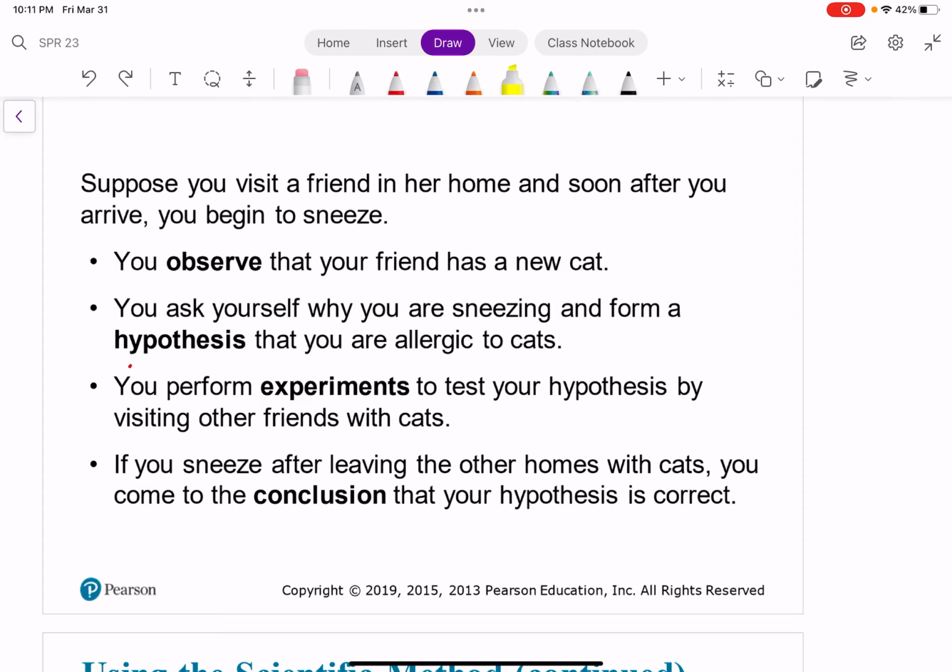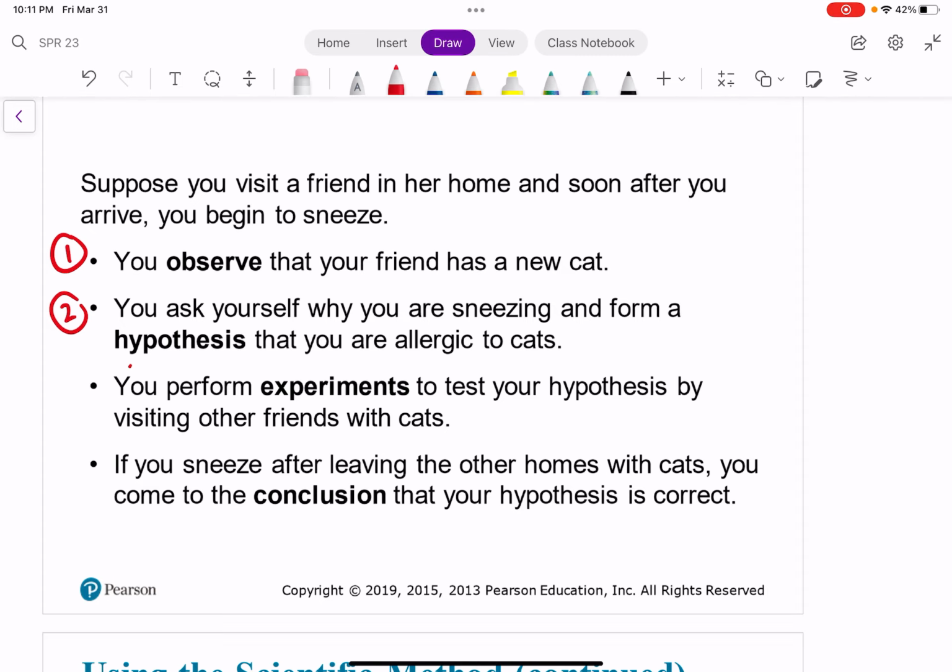The next step is forming a hypothesis from those observations. So you start to ask yourself, wait, why am I sneezing? And then you're like, well, my friend has a new cat, so maybe I'm allergic to cats. And so now you've formed a hypothesis about that observation that says, I think I might be allergic to cats. Or I'm sneezing because I'm allergic to cats. So this is step 1 here, observing. And step 2 is your hypothesis.